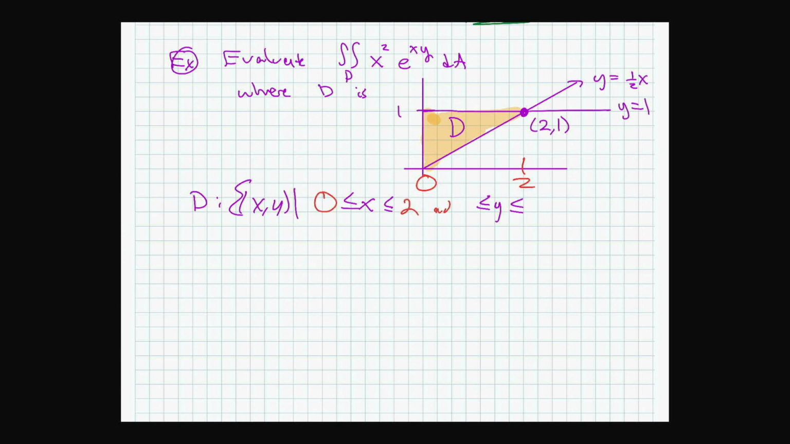Now your y is between two functions. So the top function is actually y equals 1, right? So here y equals 1 is on top. Here, the straight line, the other line, is on the bottom. So the top curve is actually just simply y equals 1. And the bottom curve is y equals 1/2 x.